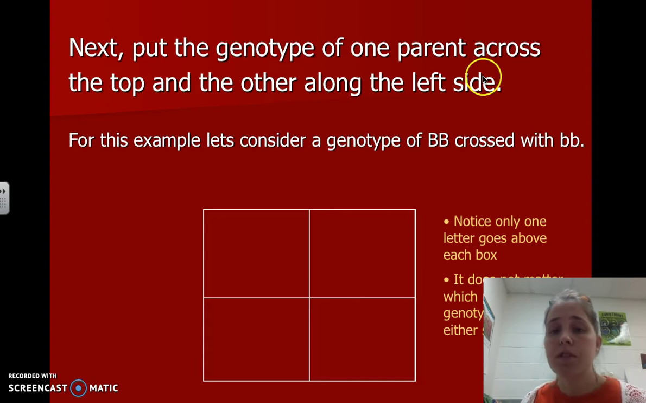Okay, next we're going to put the genotypes of one parent across the top and the other across the left-hand side. For example, let's consider a genotype of big B, little b crossed with little b, little b.